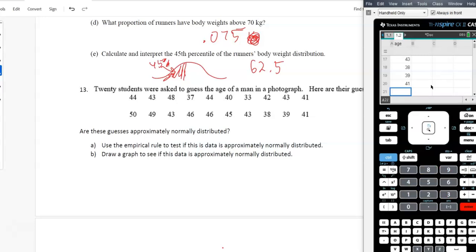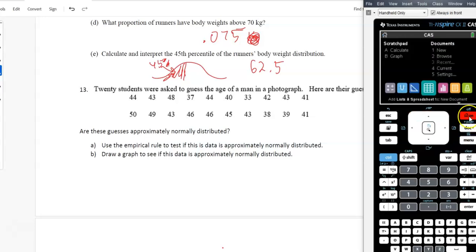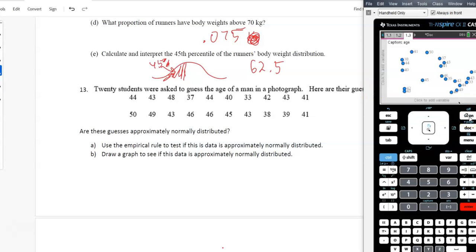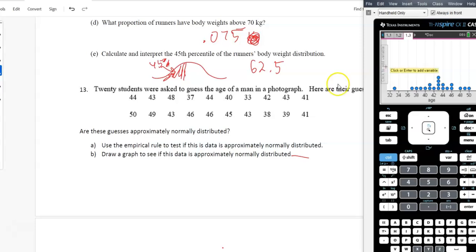Okay, I think I typed in all 20. That sounds right. I always like to check to see I have the right amount of them. I'm going to hit the home key and go to data statistics and just choose age. Okay, so the three things you're looking for when you're looking at the graph, is it approximately symmetric? I would say yes, approximately symmetric. Is it unimodal? I would definitely say it's unimodal. And then is it bell-shaped? Being pretty generous, there's not that many points, so it's hard to say, but it seems approximately bell-shaped.